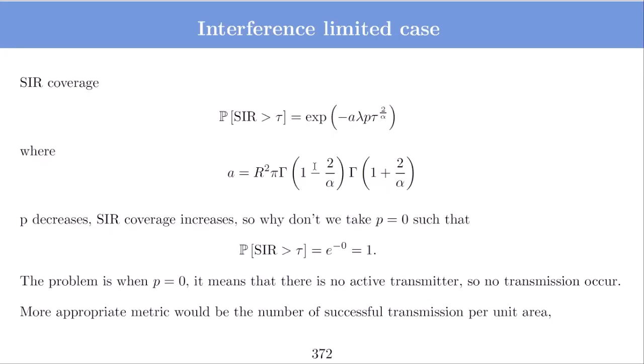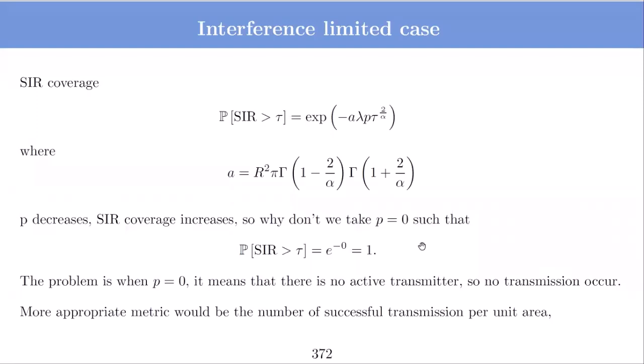Then someone says, why don't you just take p equal to 0? In that case, the SIR coverage will be 1. That is not possible, because p equal to 0 means the transmission probability is 0. It means no network is able to transmit. So if no network is able to transmit, what is the use of having low interference? Of course, the interference will be low, but if no one is transmitting, you're not utilizing the network. So that is also not desirable. You want to have some density, so that there is active communication going on, and you also want the interference not to be that much.